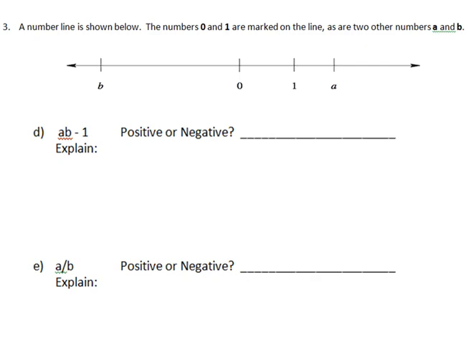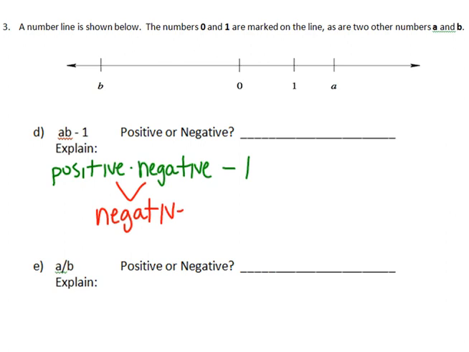All right, part D. This time we are multiplying a positive times a negative, and then subtracting 1. Okay, a positive multiplied by a negative will always be negative. And if you have a negative number and subtract 1, that's the same as adding a -1. Okay, so if you have a negative and you add more negative, you're still going to have a negative.